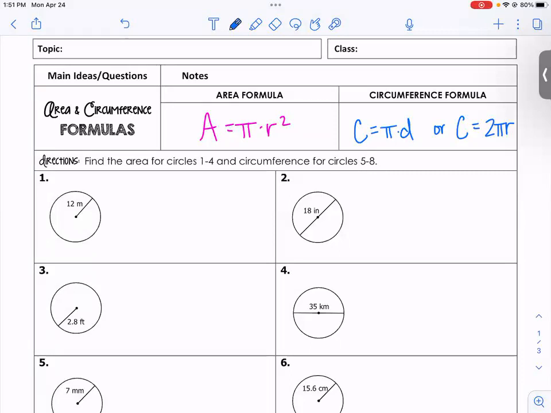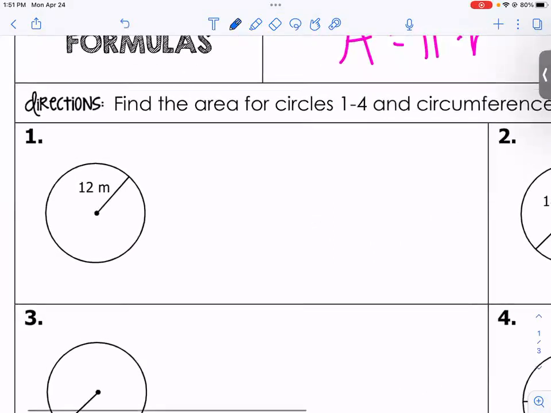So for number 1, 12 meters represents the what? The radius. Our radius is 12. So if I want to find the area, pi r squared, we need to take pi times 12 squared. In your calculator, you have a pi button. Be writing this down. You need to be practicing it in your calculator.